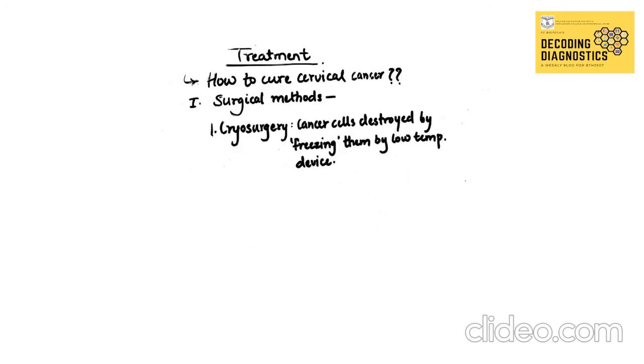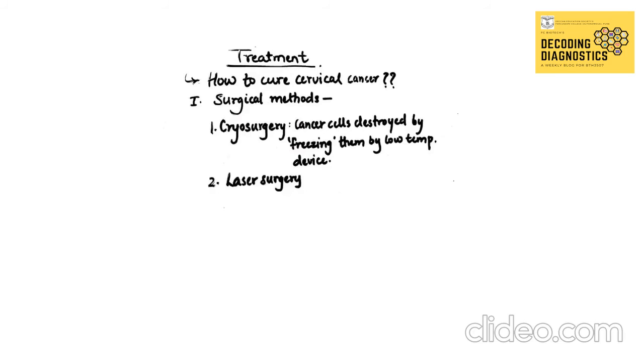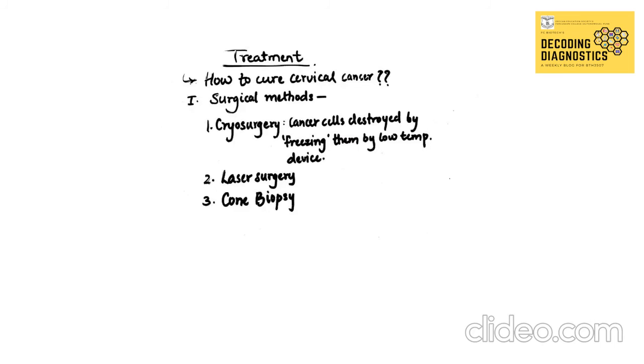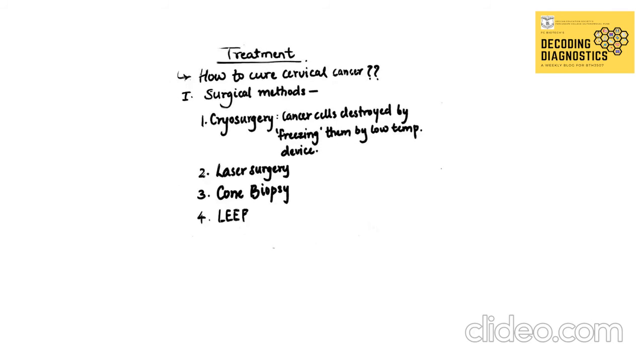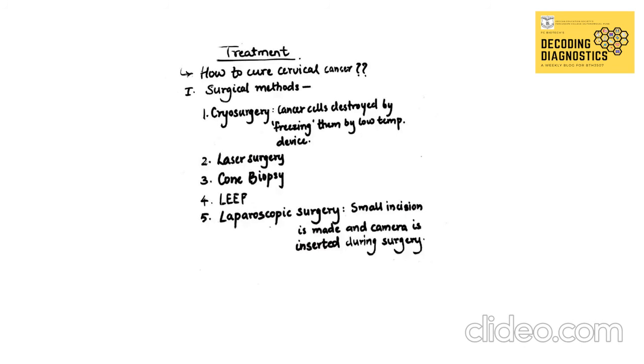Surgery methods. Cryosurgery: the cancer cells are destroyed by freezing them with a low temperature device. Laser surgery: using the laser to destroy the cancer cells. Cone biopsy and LEEP, that is loop electrosurgical procedure, as mentioned previously. Laparoscopic surgery: a small incision is made and a camera is inserted for observing during surgery. Open surgery: large cut is made and the tumor is removed surgically.